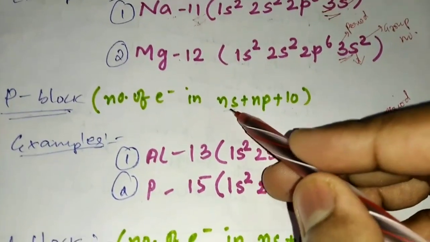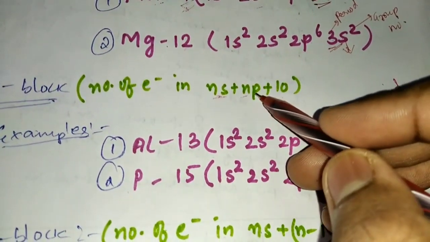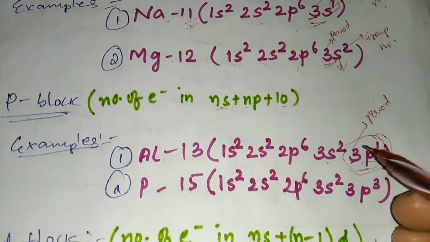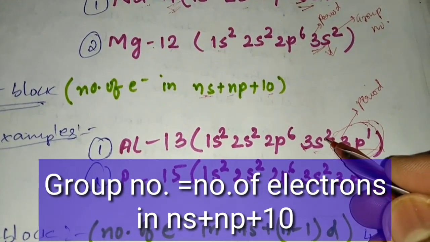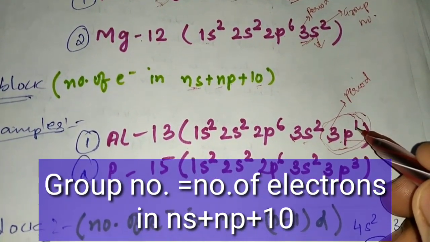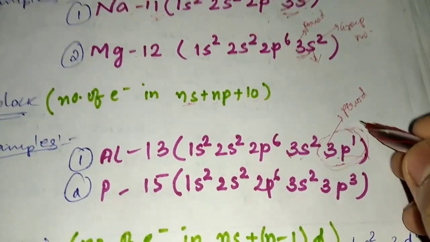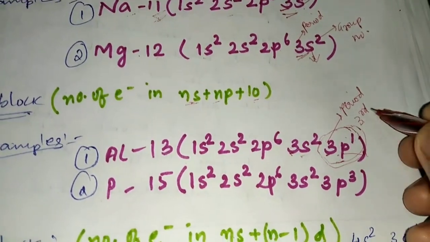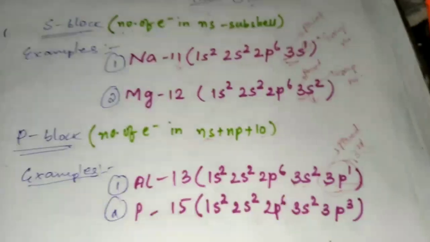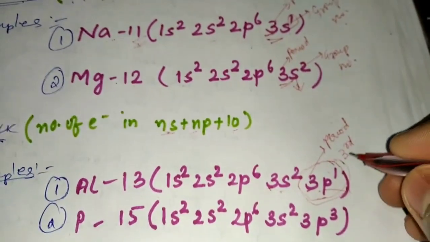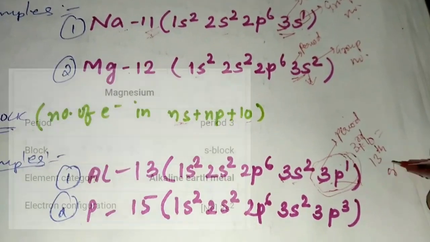That means take the highest n value, the electrons in the s subshell and the p subshell, plus 10. The highest n value is 3 here. The 3s has 2 electrons, and the 3p has 1 electron. So 2 plus 1 is 3. So it is the third group plus 10. So you need to do plus 10 here, so it becomes 13. So it belongs to the 13th group.